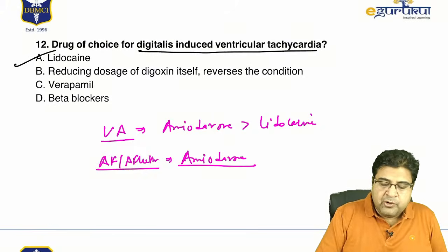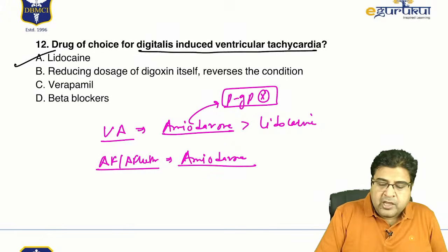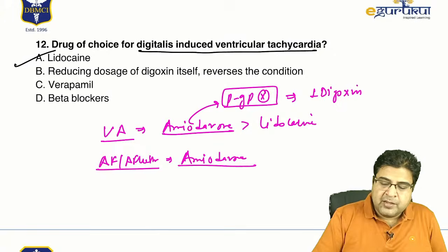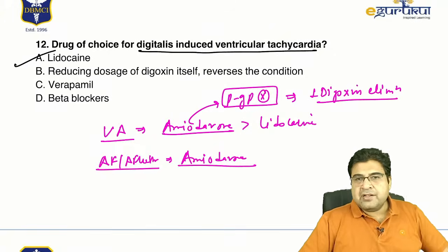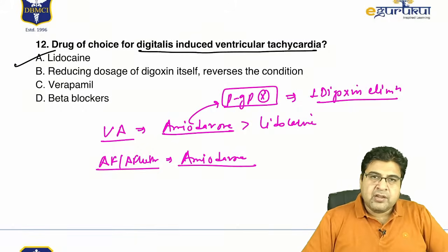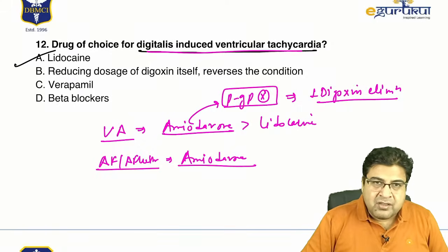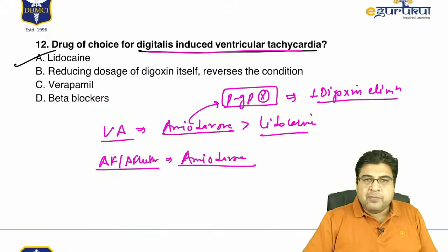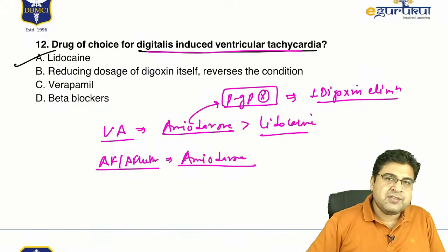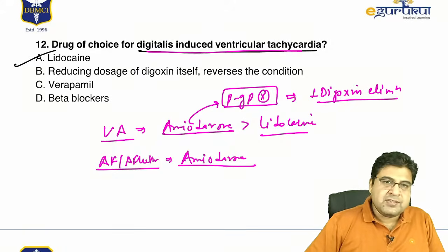But please remember, amiodarone is a drug which is a P-glycoprotein pump inhibitor. By inhibiting the P-glycoprotein pump, this medicine can reduce digoxin elimination from the body and can result in digoxin toxicity. That's why in patients of digitalis induced ventricular arrhythmia, instead of choosing amiodarone, we choose lidocaine as the best medicine. We should not give amiodarone with digoxin because it can inhibit the P-glycoprotein pump and can lead to more digoxin toxicity.